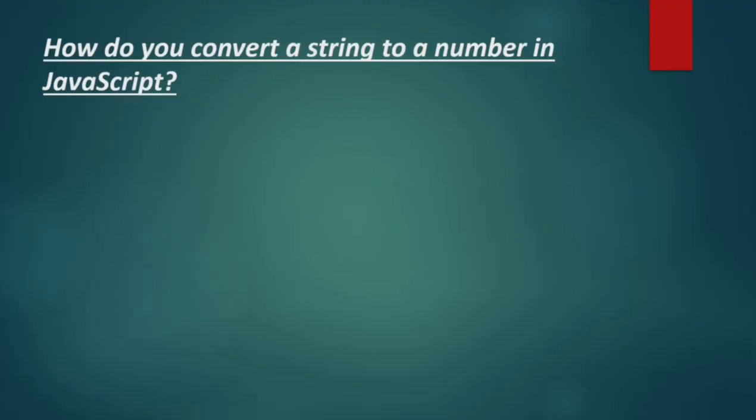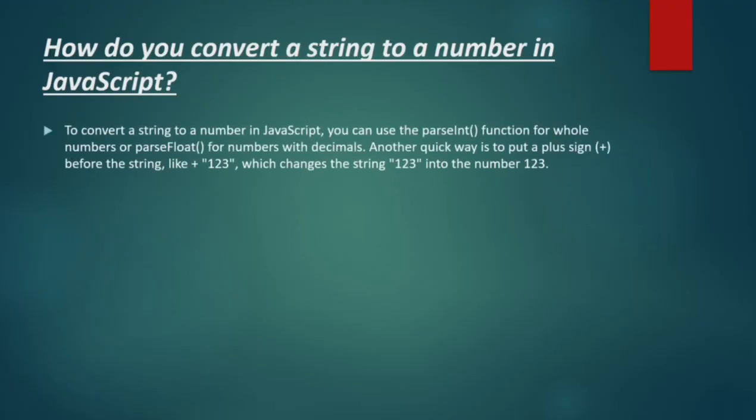How do you convert a string to a number in JavaScript? To convert a string to a number in JavaScript, we can use the parseInt function for a whole number and parseFloat function for a number with decimals. Another quick way is to put a plus sign before the string, just like this, which changes the string "123" into the number 123. So let's move to the next question.